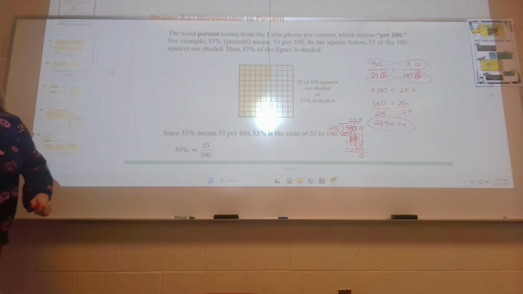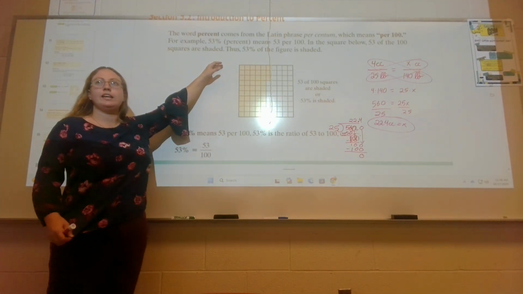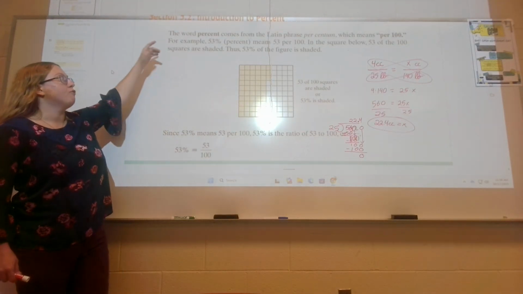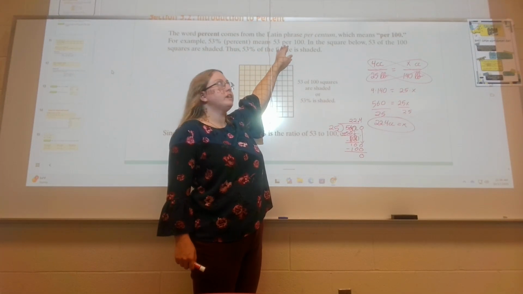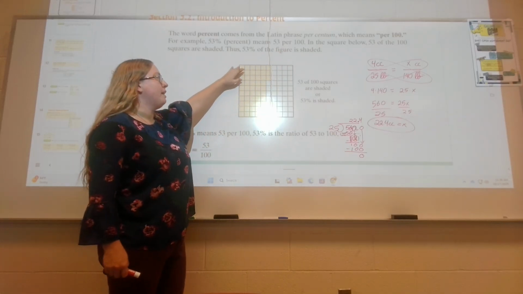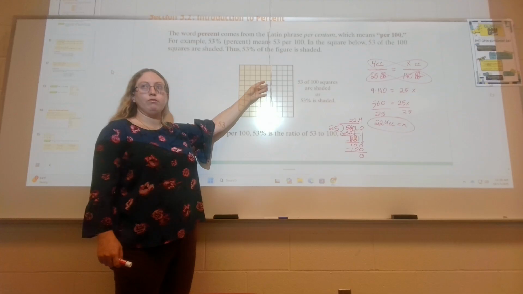All right, so next thing we're looking at is percents. When we are dealing with percents, the big thing to know is that if we're talking 53%, it means 53 out of 100. It also means that, visually, out of 100 squares, 53 of them are shaded.